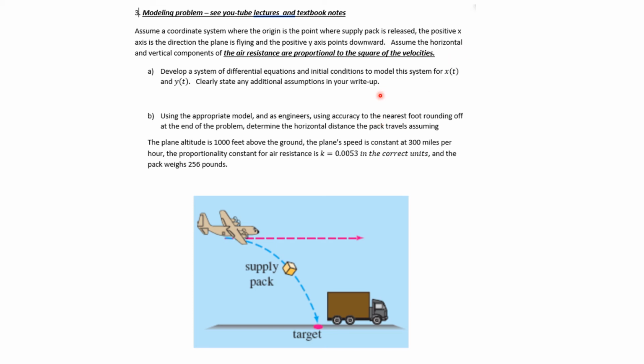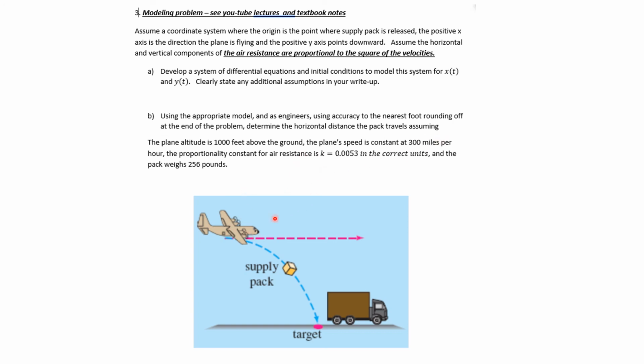So part A, develop a system of differential equations and initial conditions to model the system for x of t and y of t. State any additional assumptions in your write-up. This is an important part of it because you're doing the model. But then using the appropriate model, and as engineers, using accuracy to the nearest foot, rounding off at the end of the problem, determine the horizontal distance the pack travels, assuming the plane's altitude is 1,000 feet above the ground when it drops the supply pack.